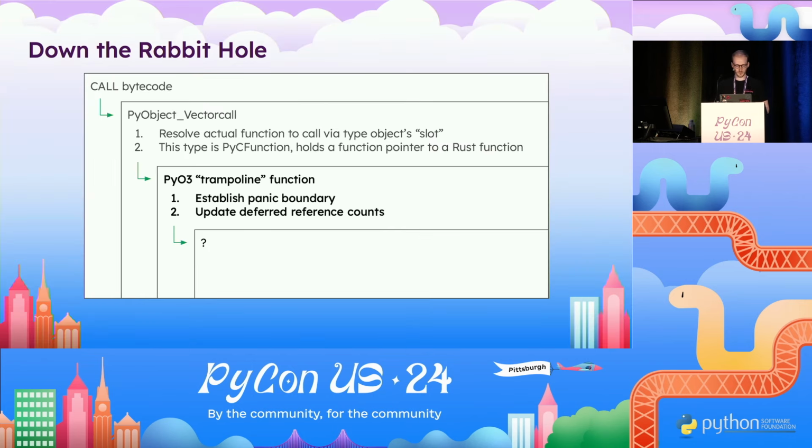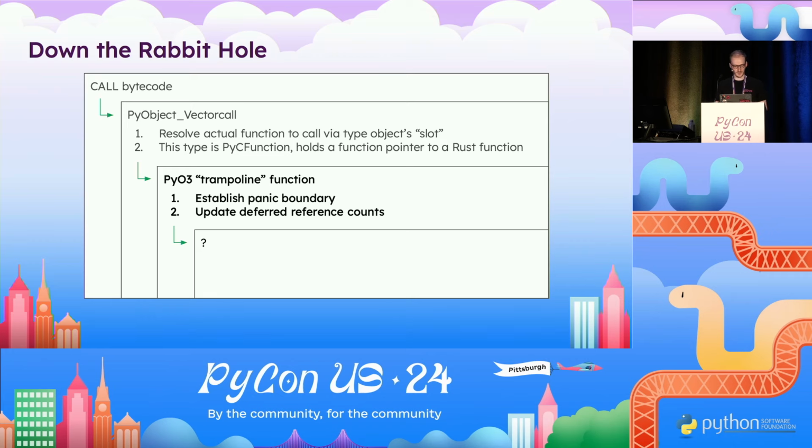We started with the call bytecode. We looked at the implementation of it and found PyObjectVectorCall. After a little bit of resolving, that crosses over through a function pointer into Rust. And in Rust, we arrive at this trampoline, which is setting up some critical safety invariants for us. We establish a boundary, and we update some deferred reference counts.